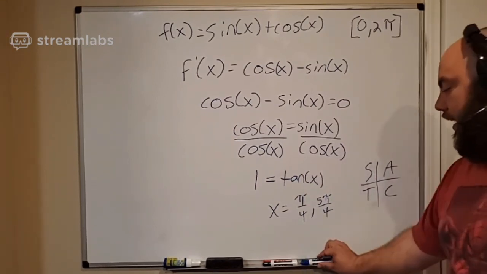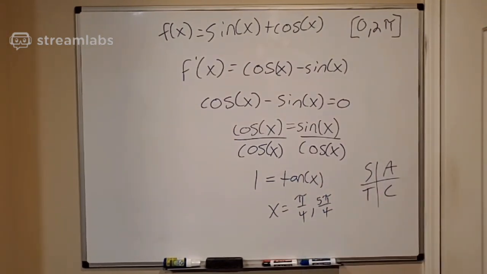So always gotta check your domain to see where you start and stop. And then at that point, you plug the pi over 4, 5 pi over 4, 0, and 2 pi into your trig functions, which I'm going to hope that everybody remembers those values.